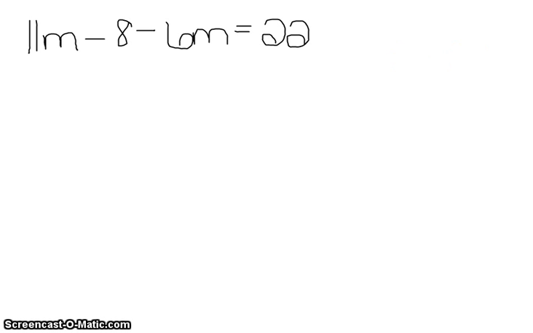Okay, hopefully you have paused the video and you're now coming back to check your work on this problem. This is 11m, and its like term is negative 6m. You can change the order of this equation if you would like in order to see those two yellow boxes side by side, or you could go ahead and subtract these. That's fine, either way. But you will have 11m minus 6m, which should give you 5m, then minus 8 equals 22.